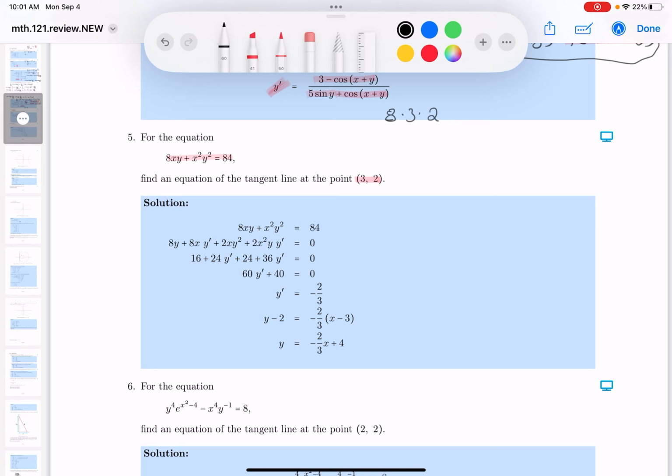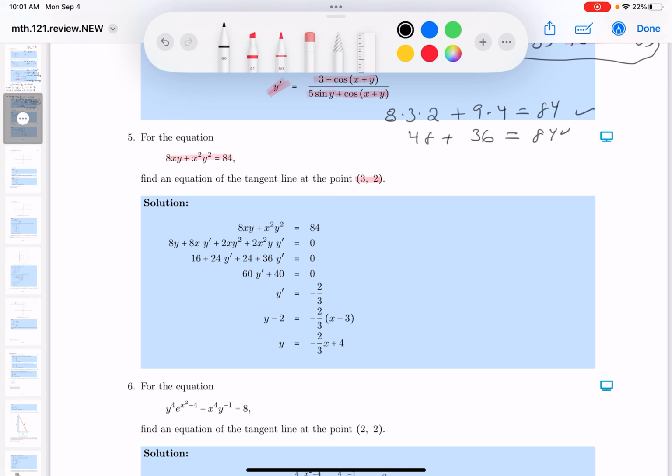I'm just verifying, by the way. Plus, well, x squared would be 9. Y squared would be 4. And they said it's equal to 84. Let's see if that's true. 8 times 3 is 24. 24 times 2 is 48. 9 times 4 is 36. Well, 40 and 30, 70. 78, 84. It does work.